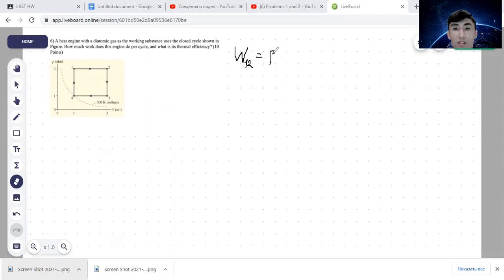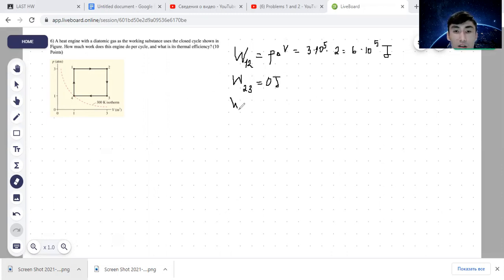We know the equation is P delta V, simple. P is equal to 3 times 10 to the power 5, times delta V, which is 3 minus 1, will be 2. So here will be 6 times 10 to the power 5 joule. So 2 to 3, we know the volume is constant, volume is not changing, so work equals 0.